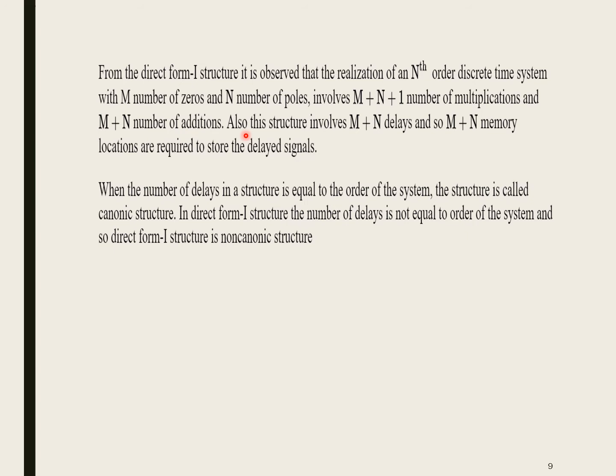Also, this structure involves m plus n delays, and so m plus n memory locations are required to store the delayed signals. Okay. So, if the number of delays in a structure is equal to the order of the system, then we call that structure a canonic structure. But in direct form 1 structure, the number of delays is not equal to the order of the system, and so direct form 1 structure is called a non-canonic structure.